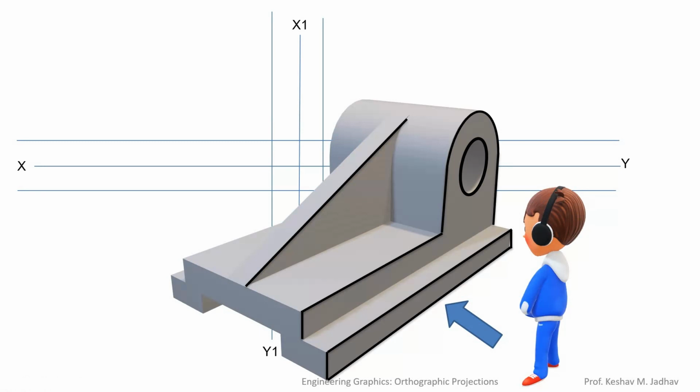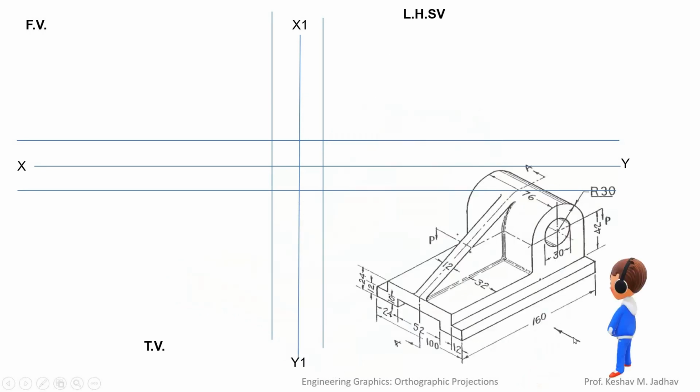So here we will get the front view of the object. Below the front view we have to draw the top view of the object, and on the right hand side we have to draw the left hand side view of the object. So let us proceed further. So this is the given object and this arrow indicates the direction of the observer. So in this direction we have to draw the front view.